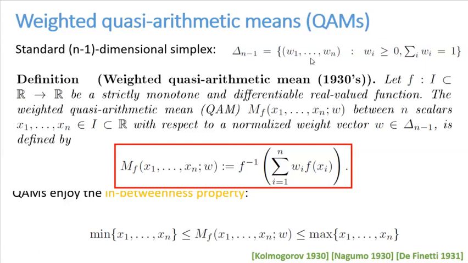And the good property of means is that a mean is in between the extrema, right? It's between the min and the max. Okay, so this is a concept that was studied in the 1930s by Kolmogorov, Nagumo, de Finetti, and so forth. And we want to generalize this concept where x is not a scalar anymore, but let's say a vector or a matrix. Okay.